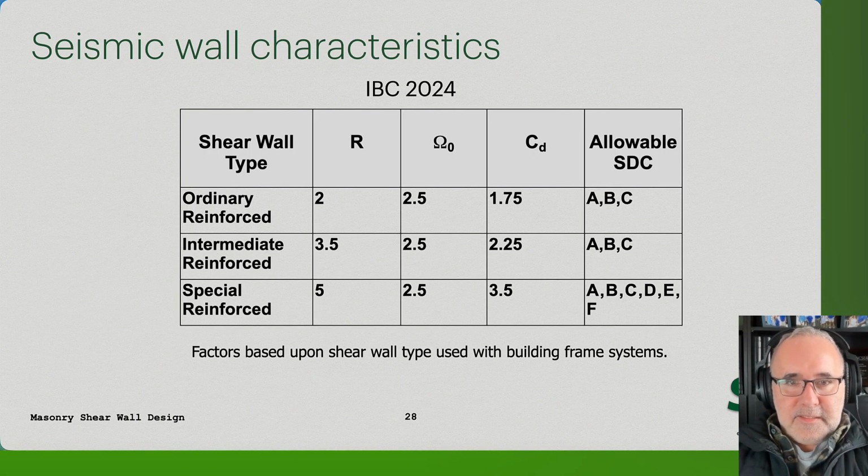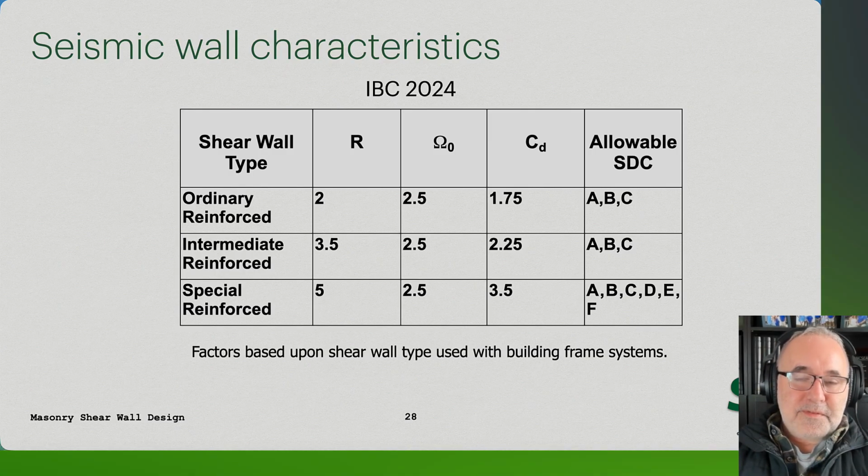Some of the different characteristics of seismic design, the response modification factors, you're going to see that those are different. Obviously, as we have more reinforcement, we have more of a ductile response so that we can actually use a lower design load for seismic design. That would be the higher R value, right? So an R value of 2 for the ordinary reinforced walls is going to give us a higher shear load that we have to design for. That works for seismic design categories A, B, and C.